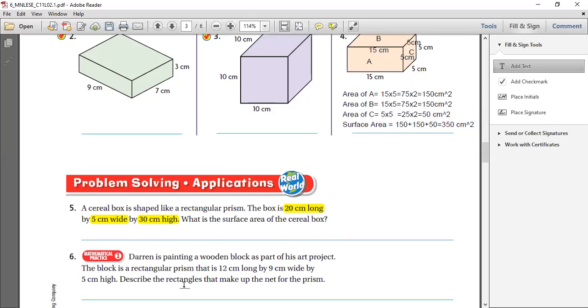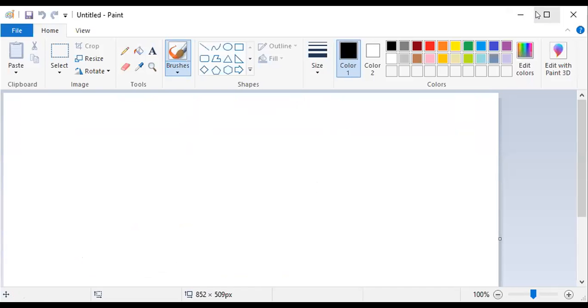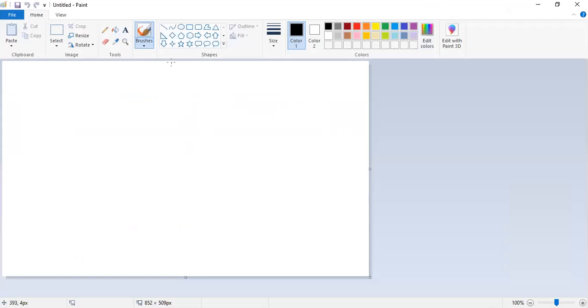Okay, did you get it? Fine. Let's start drawing the cereal box. Okay, and you have to send it to me on Edmodo too. I want to see what kind of cereal boxes and what is the name of your cereal box. You can name it anything you want. Okay, so let's start drawing. So you know now how a cereal box looks like, right?